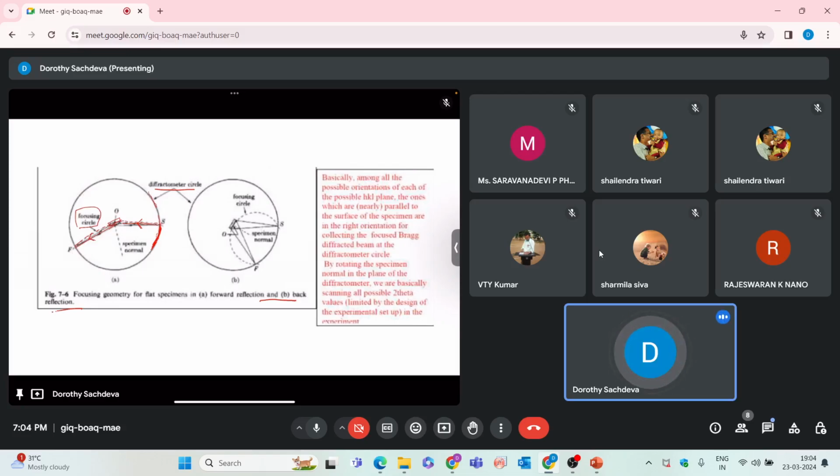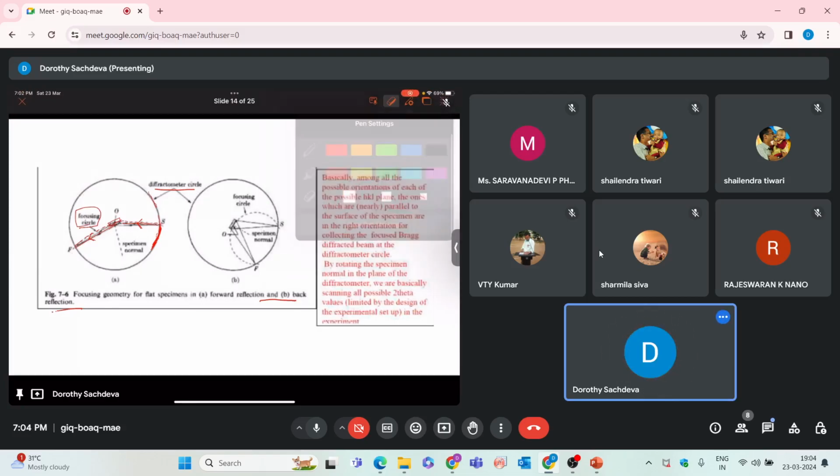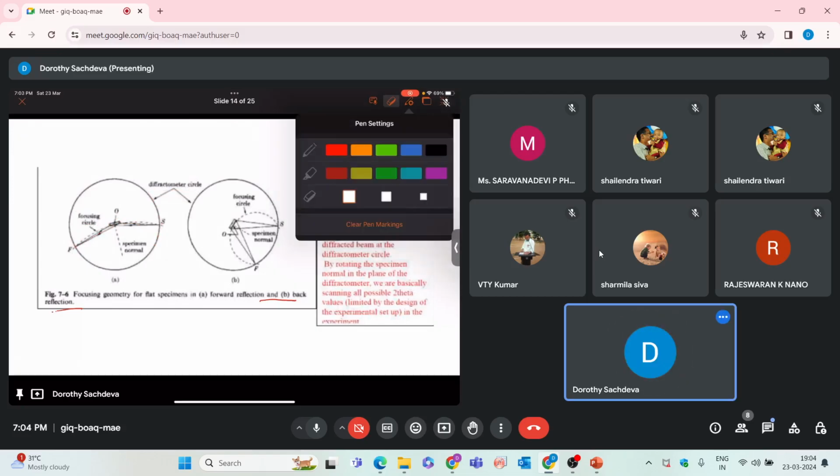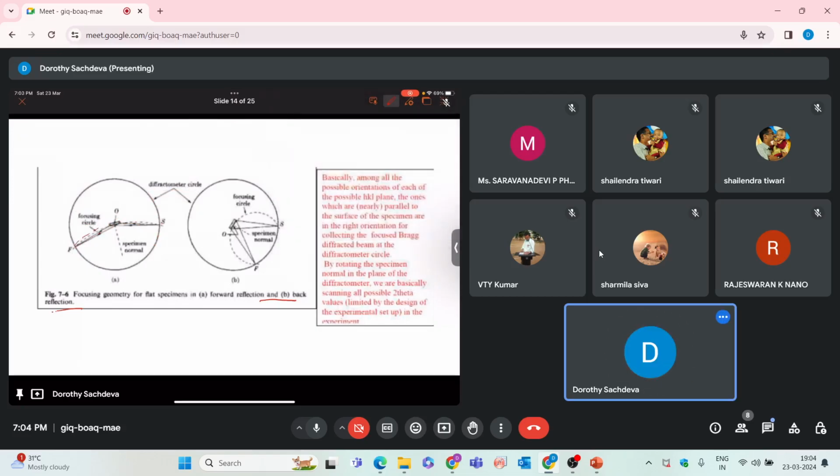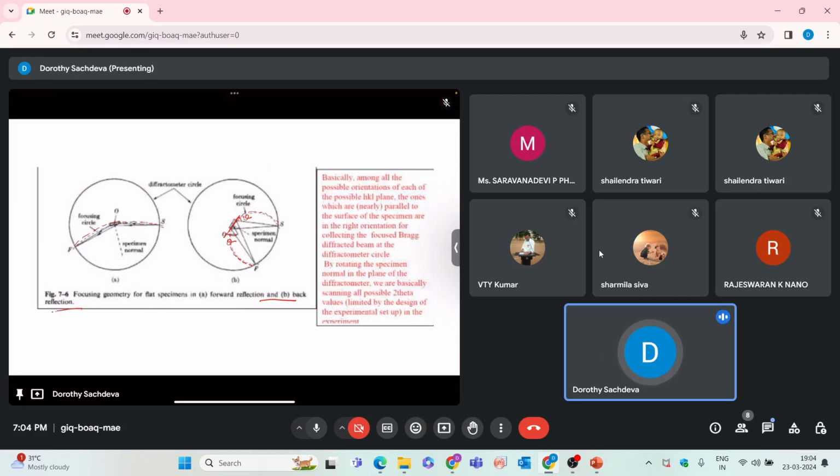So this whole circle is your diffractometer circle, and this inner part is simply your focusing circle. So this circle is your focusing circle, and the outer circle is your diffractometer circle. Similarly, for the back reflection, when you are at a higher theta value with your powder plane, this will be similar. So your focusing circle is much more clearly visible in this case. This will be your focusing circle, and the outer one will be your diffractometer circle.